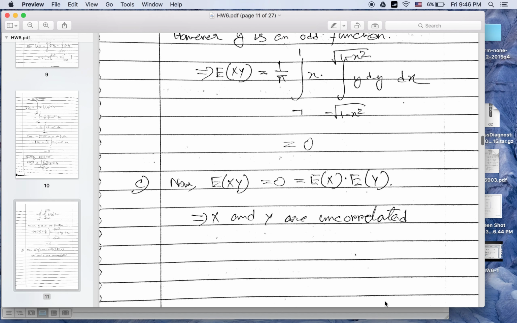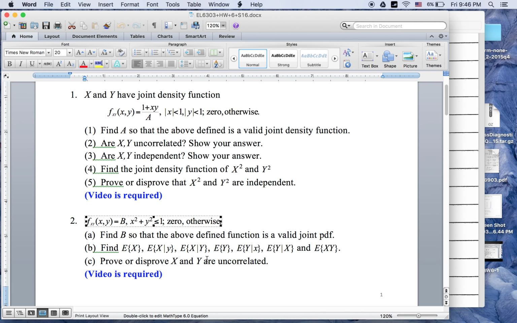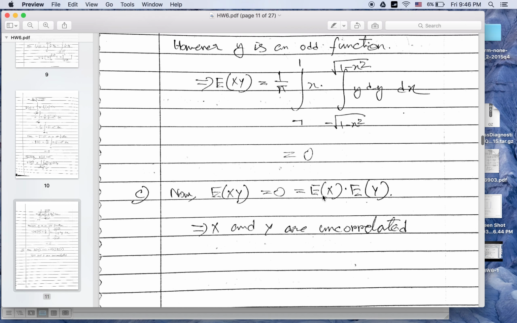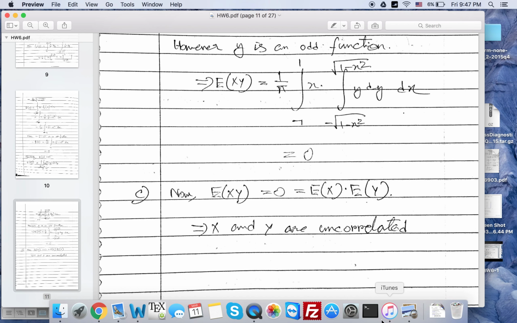The next part was to find out whether x and y are uncorrelated or not. We see that expectation of x is 0 and expectation of y is 0, so their multiplication is also 0, and expectation of xy is also 0. That means expectation of xy equals expectation of x into expectation of y. So that means x and y are uncorrelated. So that's it for question number 2. Thank you.